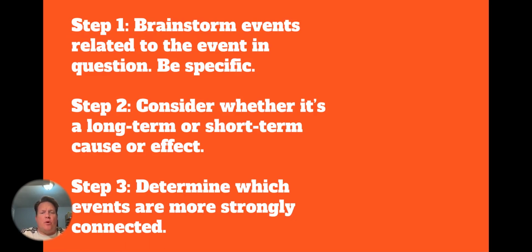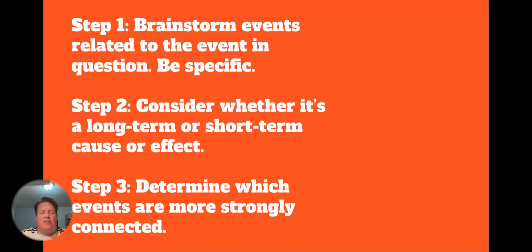Step two is to consider whether your cause or effect is short-term or long-term. Neither one is better than the other, they're just different, so it's important to note those. And then step three is to determine which events are more strongly connected. You'll then explain cause and effect, which is most important and which is the least important. When writing essays, you want to focus on those more important connections, and that'll be kind of your emphasis.